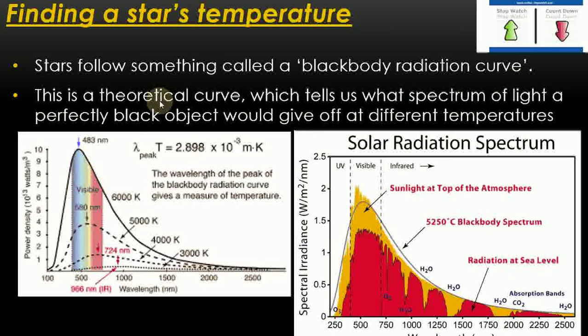Well, fortunately, stars follow something called a black body radiation curve. And that's a theoretical curve, but it tells us the spread of a spectrum of light that a perfectly black object would give off at different temperatures. So on the left here you can see this theoretical curve, and it tells us that as an object gets hotter, we have different wavelengths of light given off. So you can see that for this particular curve, I have a very large amount of blue light given off.